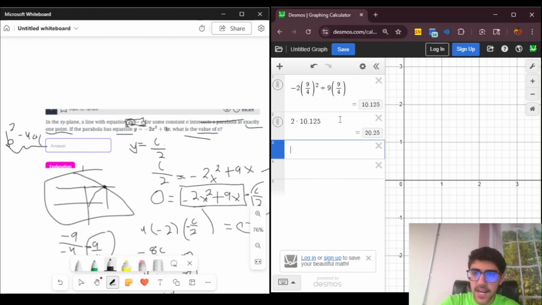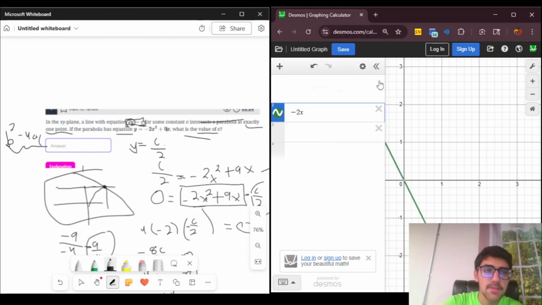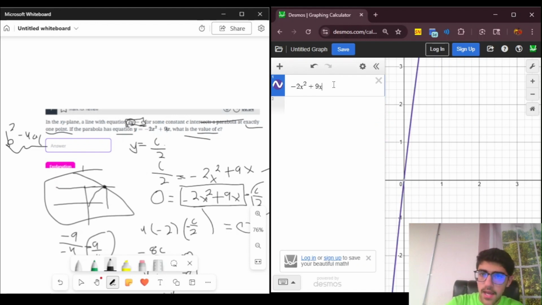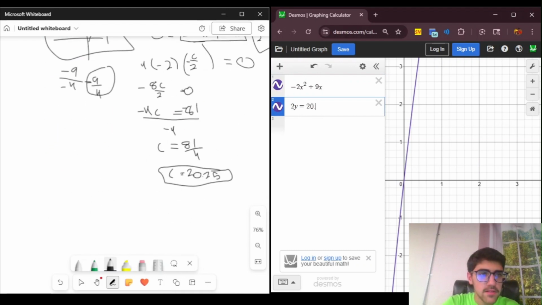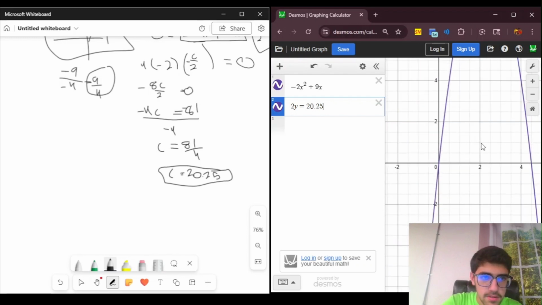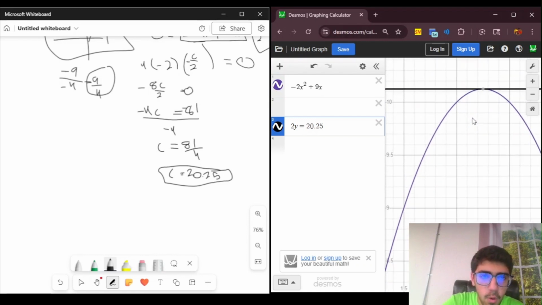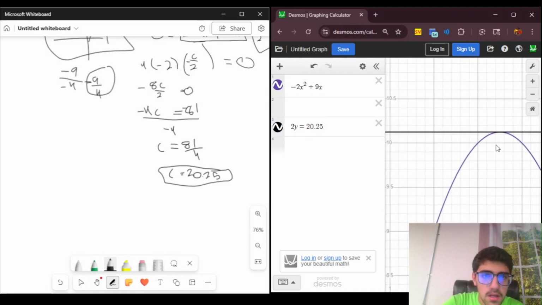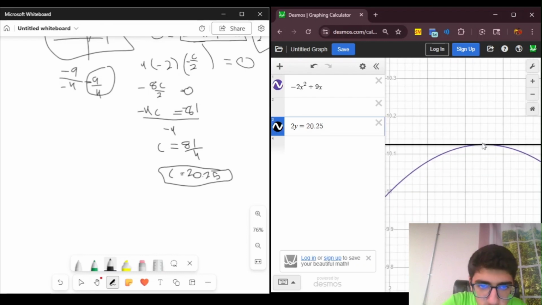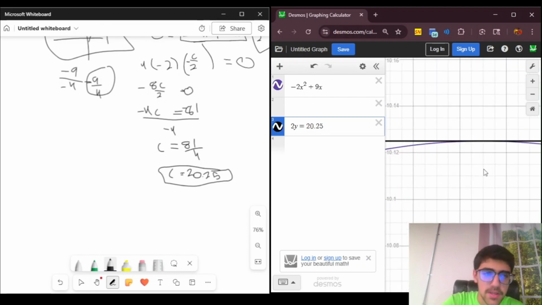If you want, we could check our answer. Let's plug them in and make sure that they only intersect at one point. So negative 2x squared plus 9x, and then we have 2y equals c, and we said that c is equal to 20.25. This is the parabola, the negative 2x squared plus 9x, and this is the straight line. If you zoom in, the only place where they intersect is at one point, and that is the vertex right here. So that is a way of checking your answer.